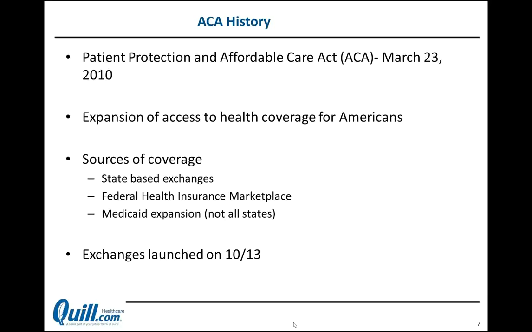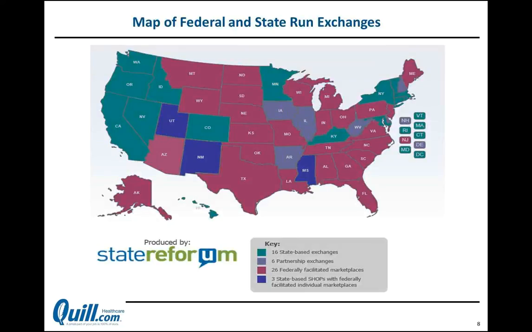The source of the coverage is through either state or federal exchanges, and I'll show you a little map of how that's shaking out right now. And there are states that have been able, by participating in exchanges, to get a Medicaid expansion, but not all have chosen to participate and get the grants correspondingly. So we'll take a look at how that shakes out. And the exchanges launched in October of 2013. So that's a little bit of how we got to where we are.